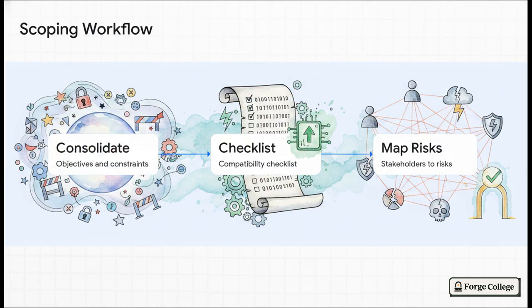So, how do we systematically get to those verifiable metrics? Well, we use a repeatable 3-step scoping workflow. First, you consolidate the objectives and constraints. Second, you produce a strict compatibility checklist and an automated validator. And third, you map your stakeholders directly to risks and acceptance gates. Boom! You've effectively converted fuzzy concepts into a rock-solid project scope.